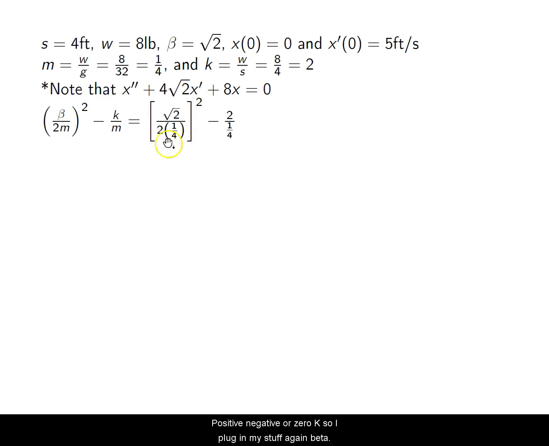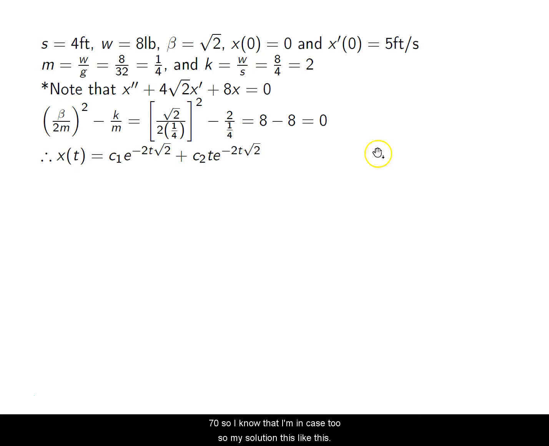Positive, 0, or negative tells me if I'm overdamped, critically damped, or underdamped. That's all I need to know. Again, beta, M, and K are all I need. I plug all this stuff in and I get 8 minus 8, which is 0. This turns into 1/2, so when I flip it over I get 2 squared times the square root of 2. So 4 times 2 is 8, and this is also 8 because it's 2 times 4. We've actually already calculated K over M, because I went ahead and found the equation right away. So it's 0, and I know that I'm in case 2.